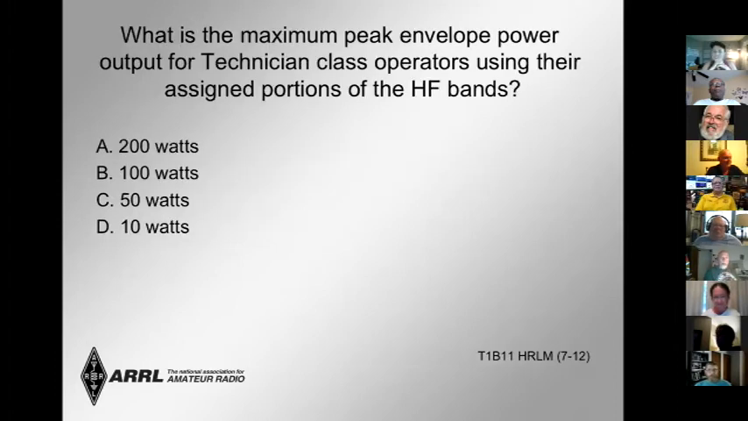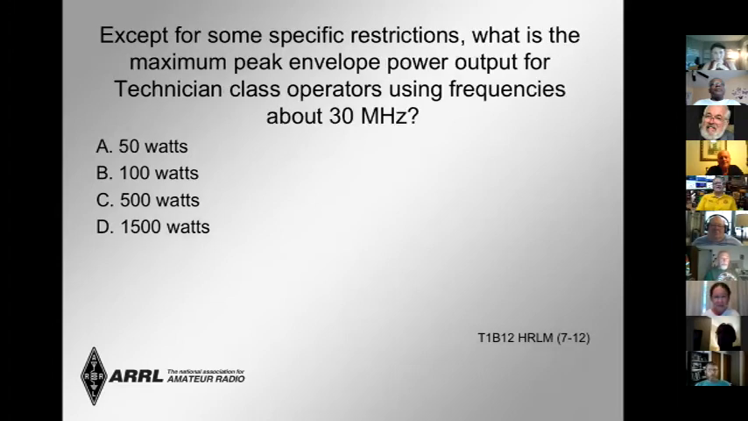What is the maximum peak envelope power output for technician class operators using the assigned portion of the HF bands? Everyone should know this because I put emphasis on that. A. Except for some specific restrictions, what is the maximum peak envelope power output for technician class operators using frequencies above 30 megahertz? D. A. Just remember that PEP is 1500 watts. That'll be an easy way to remember it.